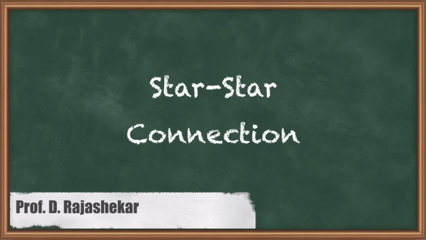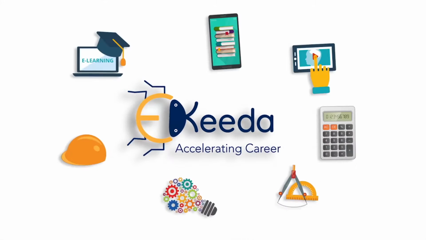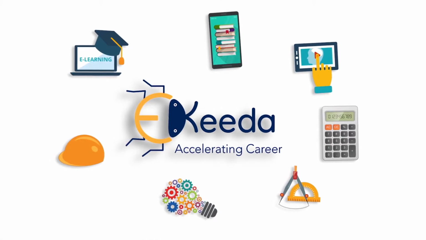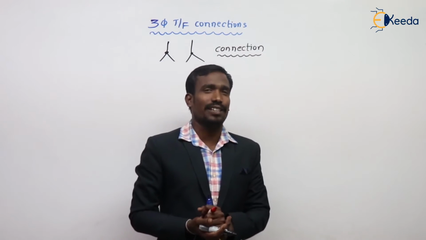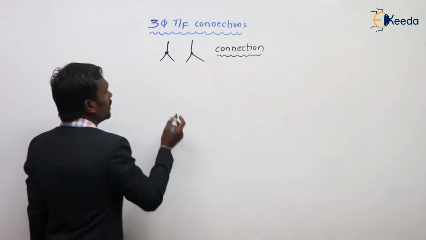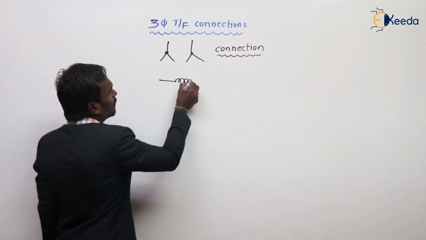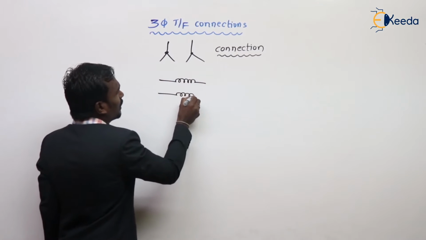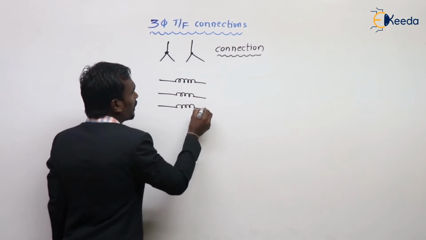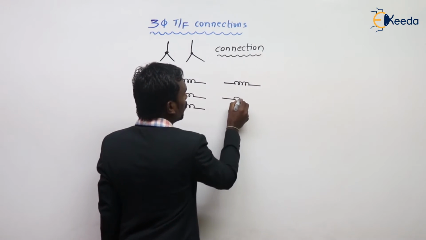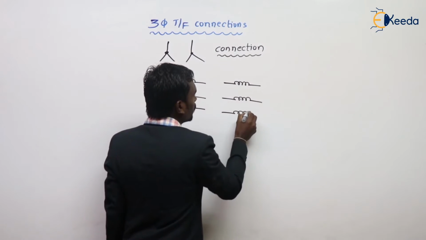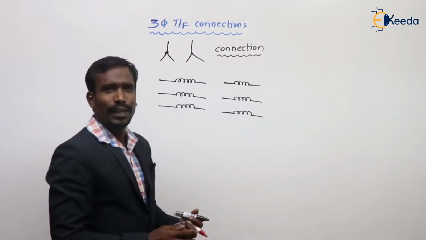Today in this video, we are going to discuss the star-star connection diagram in a three-phase transformer. For example, these are the three phases of the primary winding, and these are the three phases of my secondary winding.